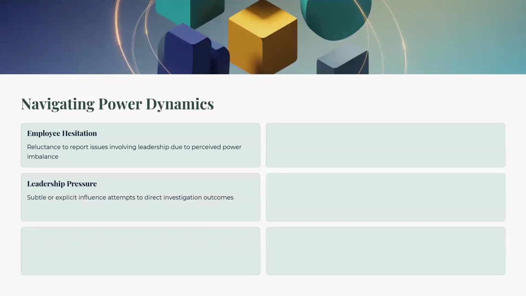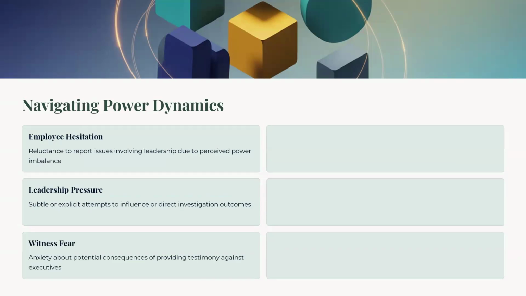We may also see leadership pressure. And so, as I spoke to before, we may see pressure from different sides of the organization. Other executive leaders or senior leaders in the organization may subtly or explicitly try to influence or direct the investigation outcomes. It can even come from the executive who is either the complainant or the respondent in an investigation. They may want to direct how the investigation goes. And so that's something to be mindful of.